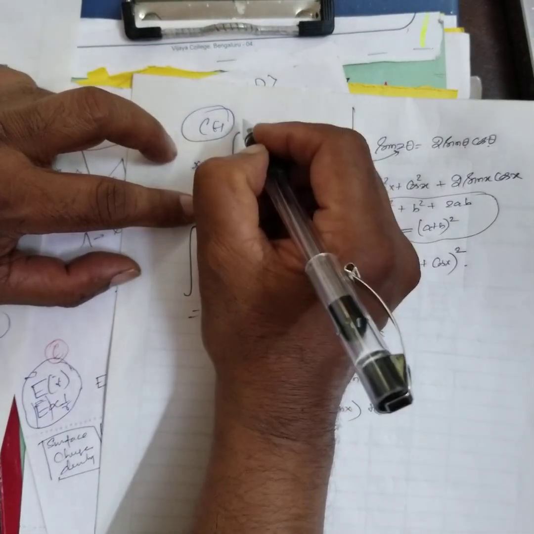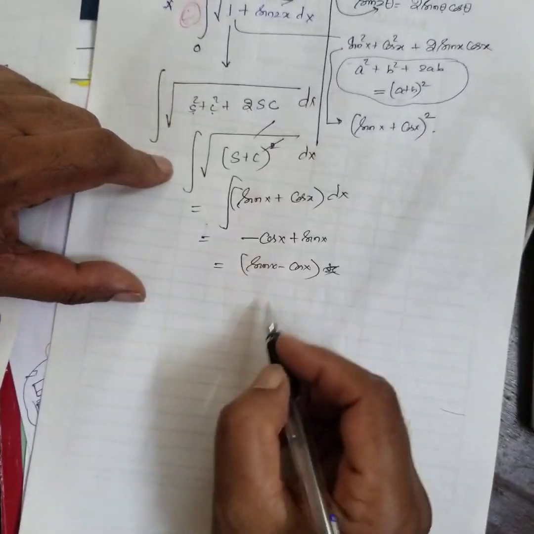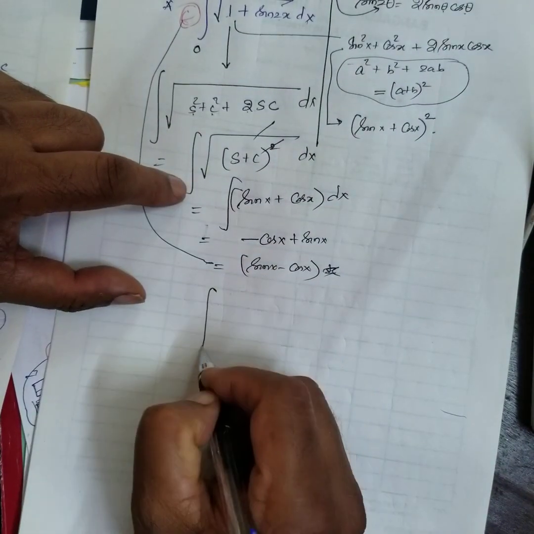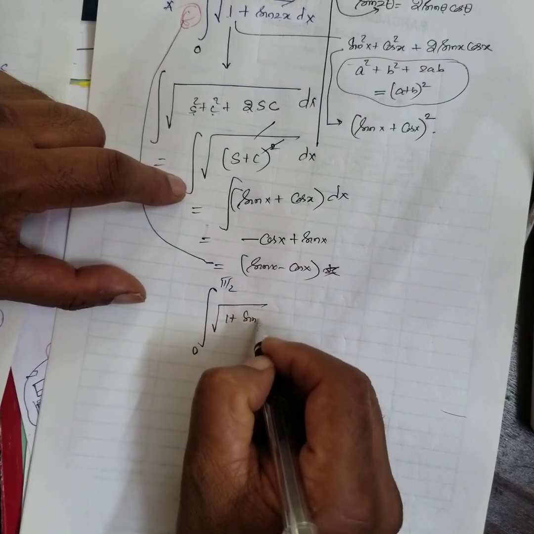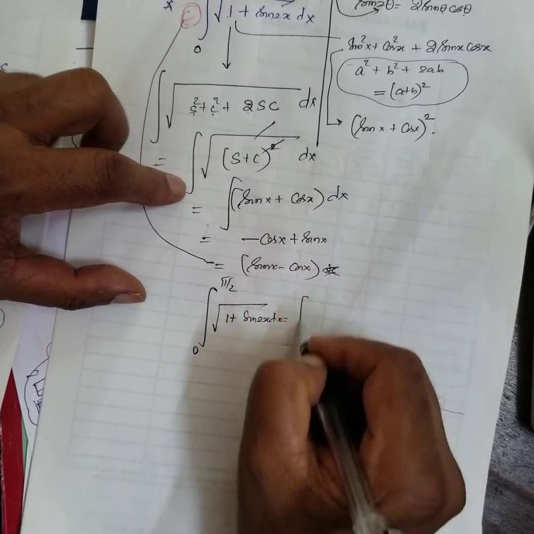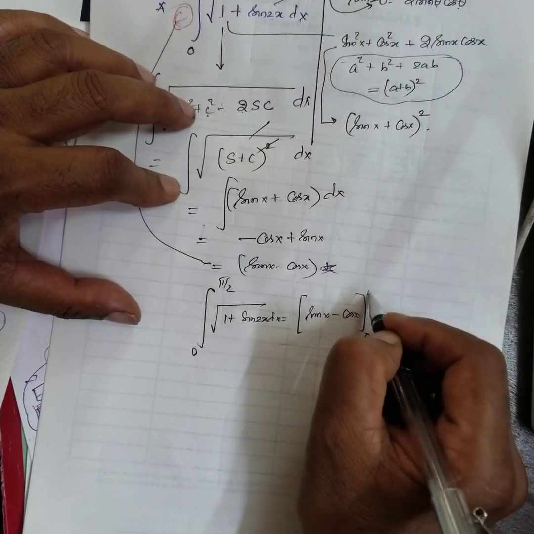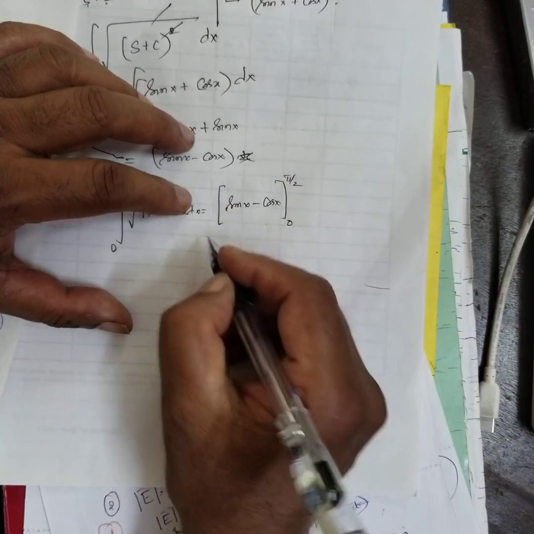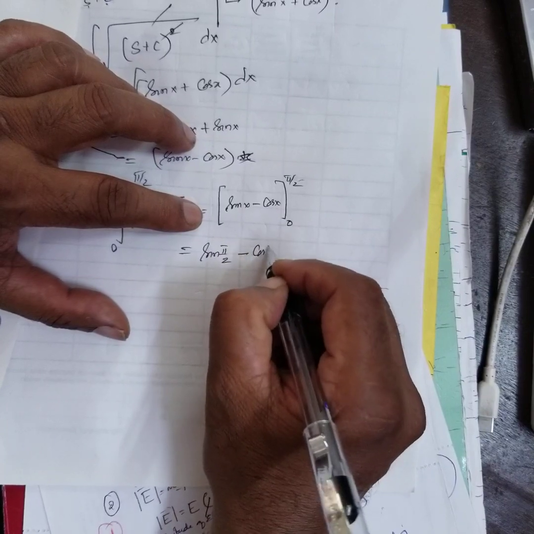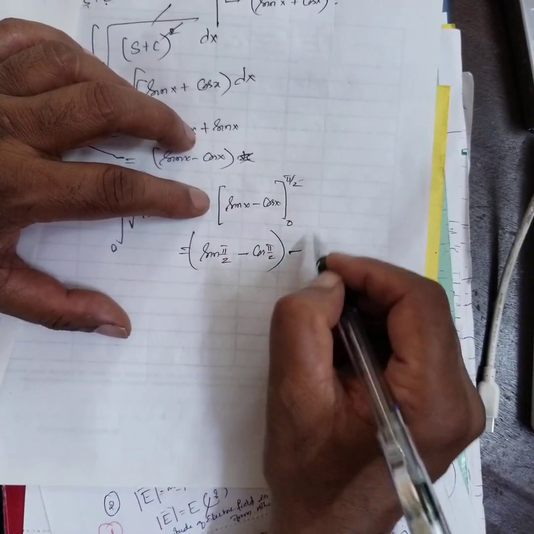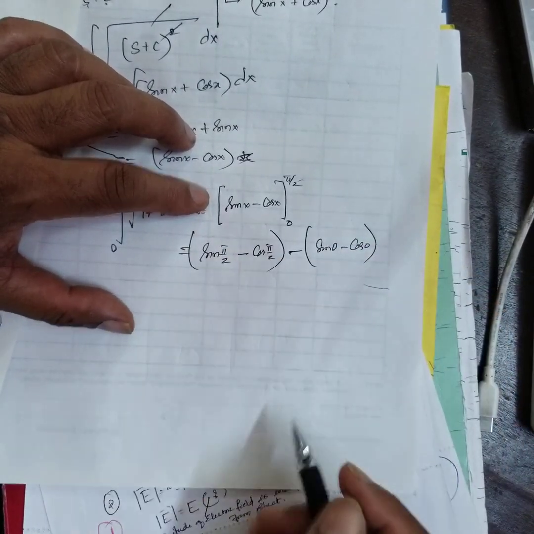They will ask you to do 0 to pi by 2. How to do this? Therefore, this is equal to integral from 0 to pi by 2 of square root of 1 plus sin 2x dx, which is equal to sin x minus cos x from 0 to pi by 2. Therefore, apply limit. What is upper limit? Sin pi by 2, cos pi by 2, upper limit, minus what? Sin 0 and cos 0, lower limit.